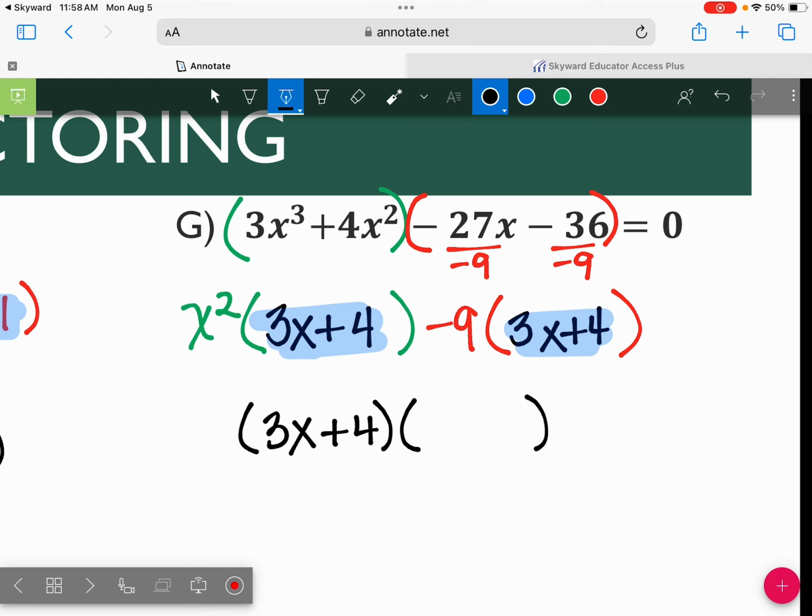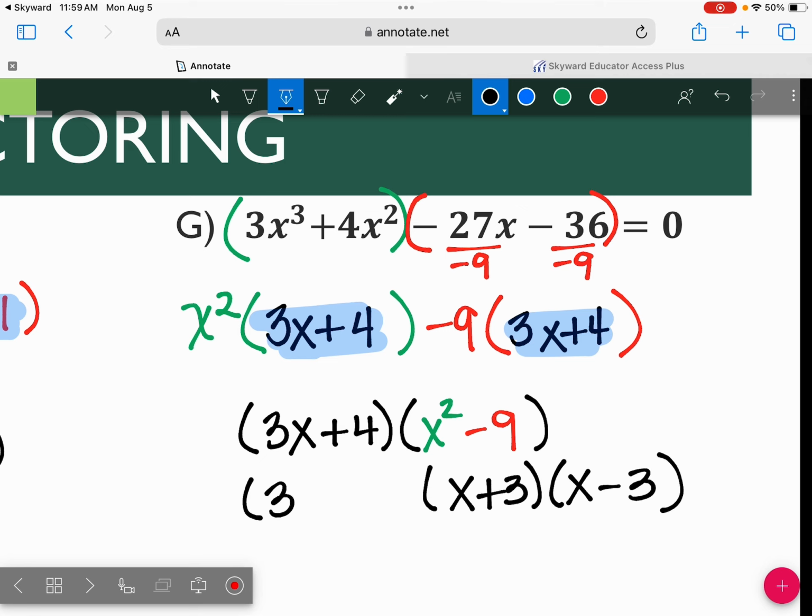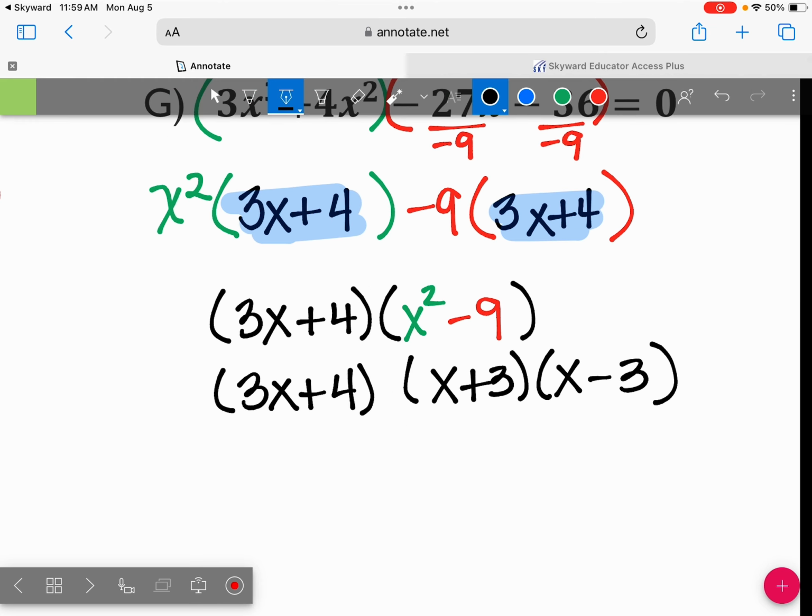And then my second factor, I have my x squared minus 9. Now, x squared minus 9 can factor down. That's the difference of squares. What do you think that factors down to? Yep, x plus 3, x minus 3. So we have our 3 factors, y'all. So these are our 3 factors. Now you're going to set each one of these equal to 0 to get your 3 solutions. One of them will be a fraction, and the other 2 will not.